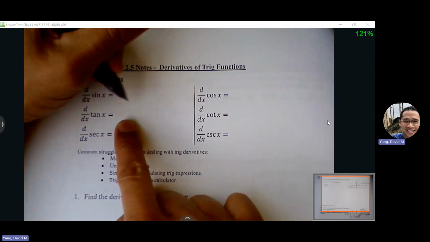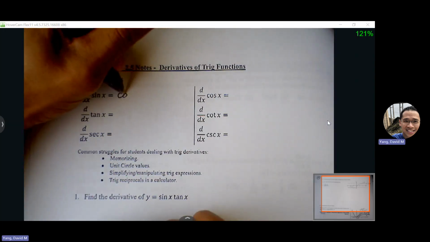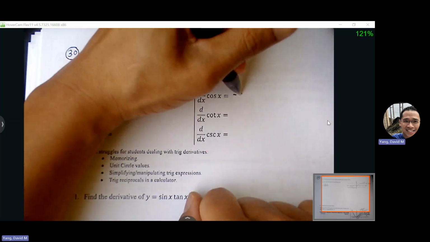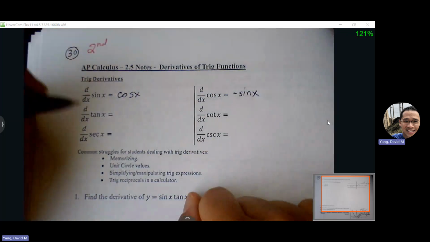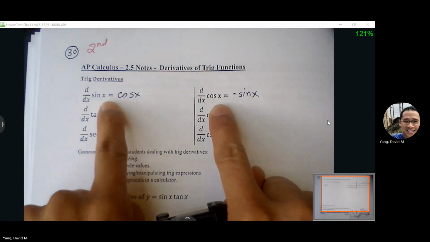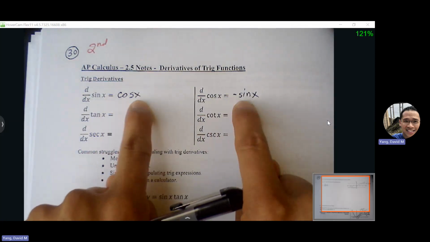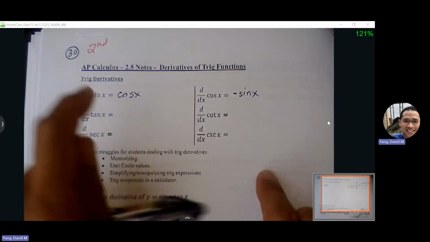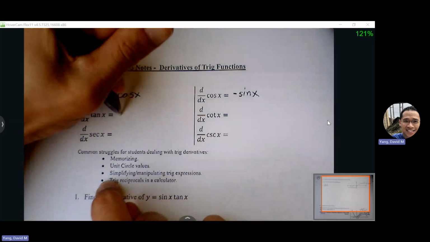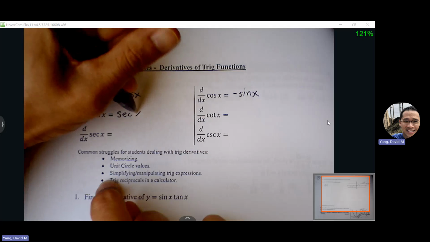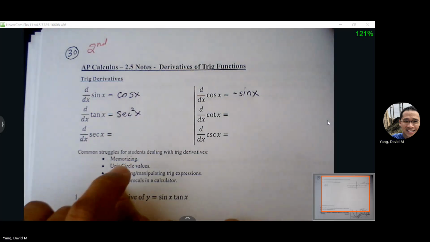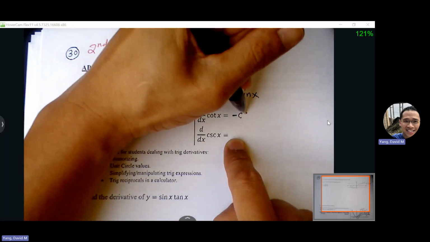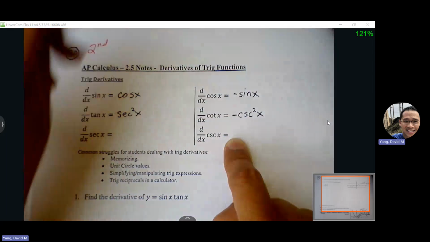So sine's derivative we know is what? Cosine. Cosine's derivative is negative sine. Okay, so we know these, right? Now, sine and cosine, they kind of have that pattern with each other in the sense that they're just each other's functions. Now, tangent's derivative is secant squared x. Right. And cotangent's derivative is negative cosecant squared x.